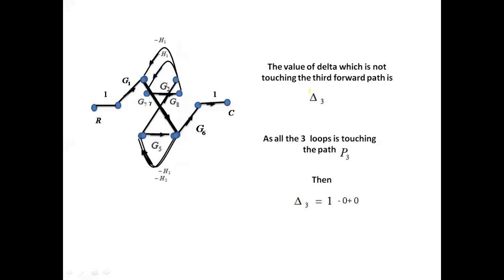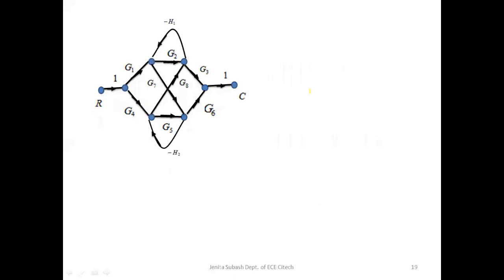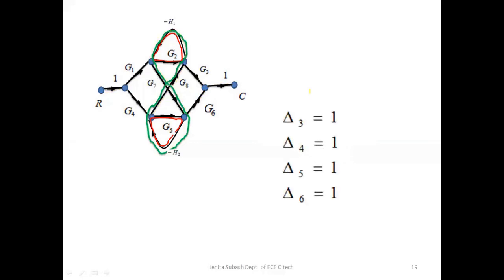Similarly, for the fourth forward path, again delta 4 will be equal to 1, and for the fifth forward path it is again 1, and the sixth forward path delta value is also going to be 1. Hence delta 3, delta 4, delta 5 and delta 6 will be equal to 1, as they don't have any loop which is not touching their forward path.